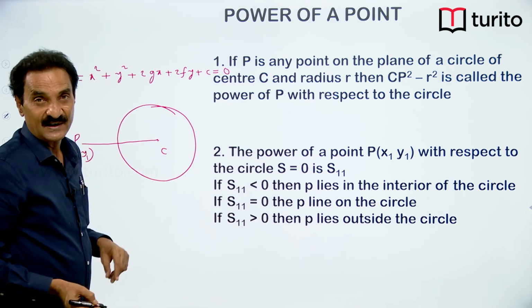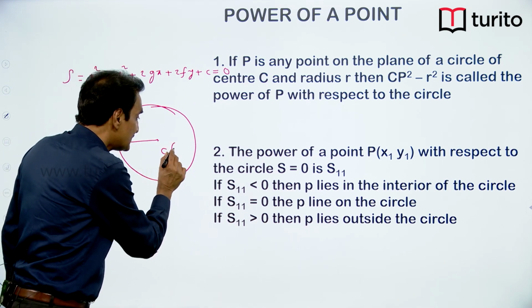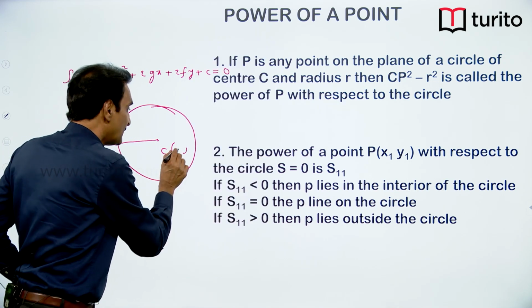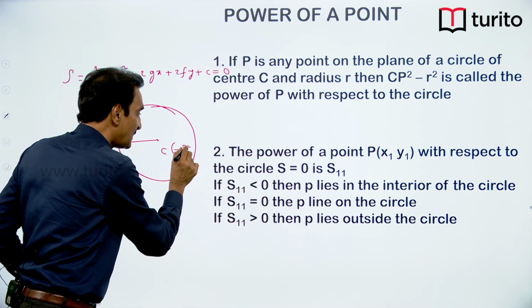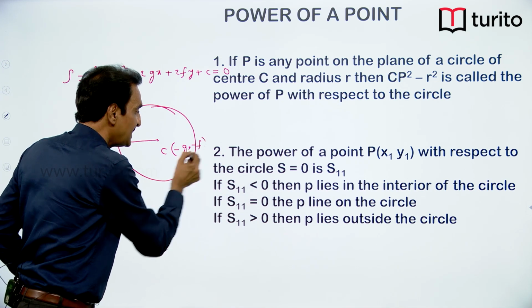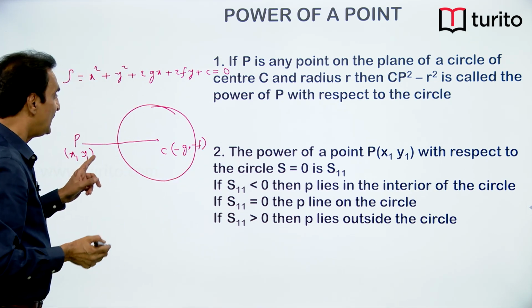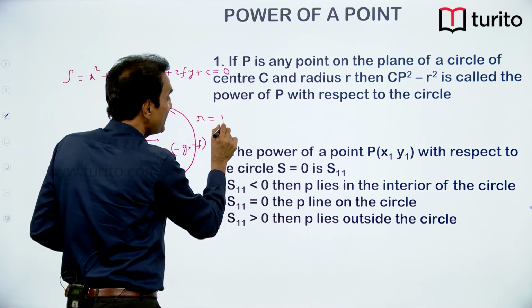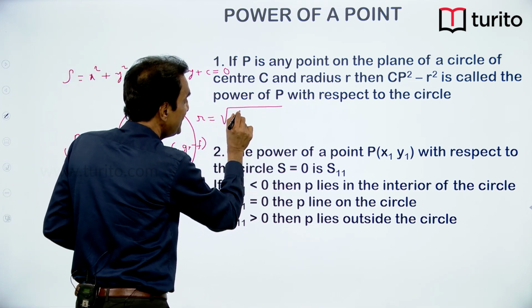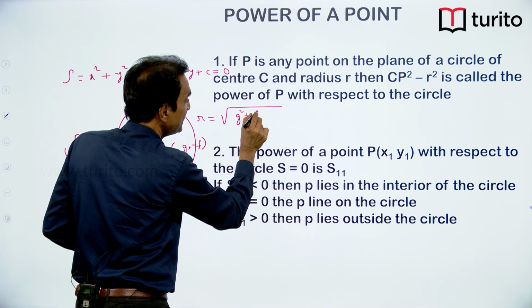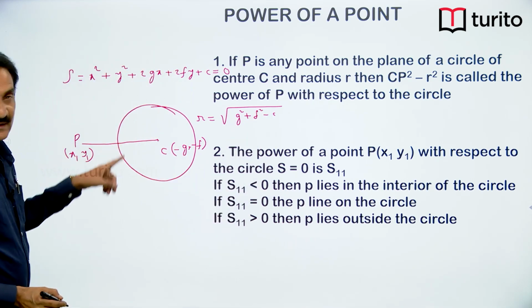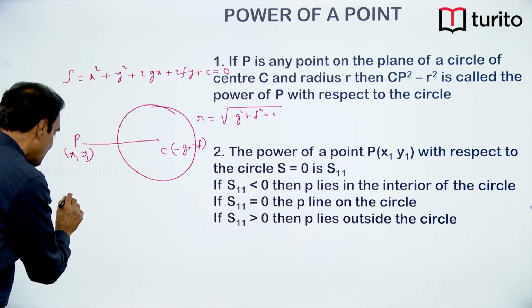What is the formula for the center of the circle? The center is (minus g, minus f). And what is the radius of the circle? R is equal to square root of g square plus f square minus c. Now, let us calculate CP square minus R square.